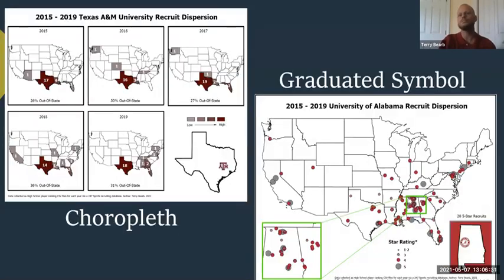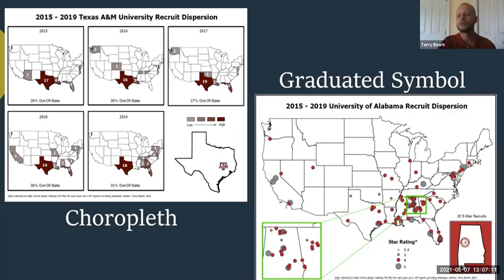All right, so this first one here is choropleth. And again, it was done with the Summarize Within tool. And these are excellent maps for showing the in-state versus the out-of-state recruiting percentages. And as we can see, as the numbers within the state get higher, the colors on the map also get darker. And just as in this example for Texas A&M University, we can see that overall their out-of-state recruiting percentages were lower.